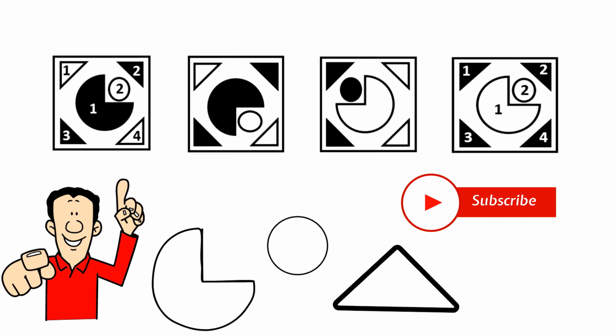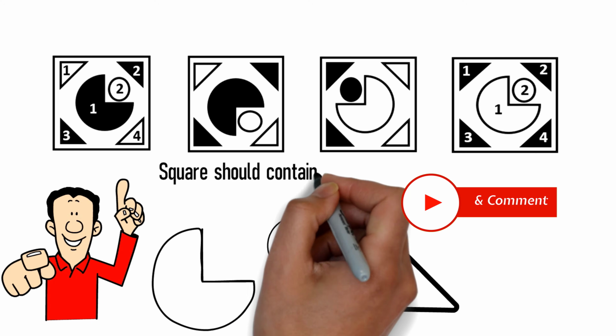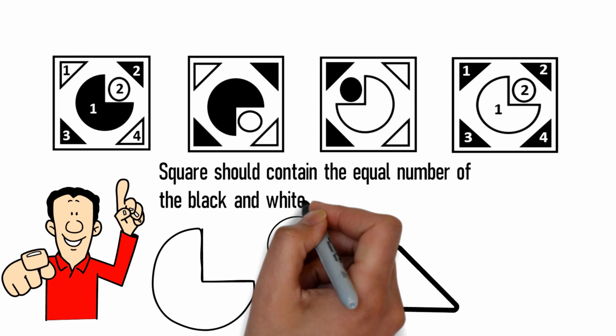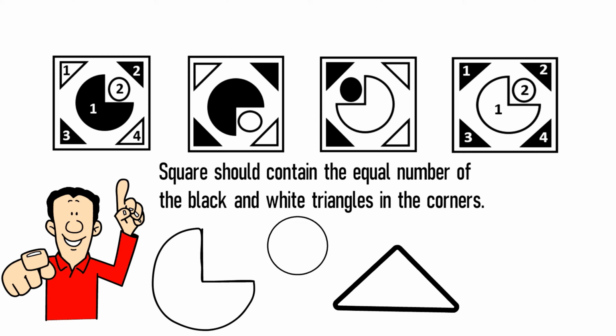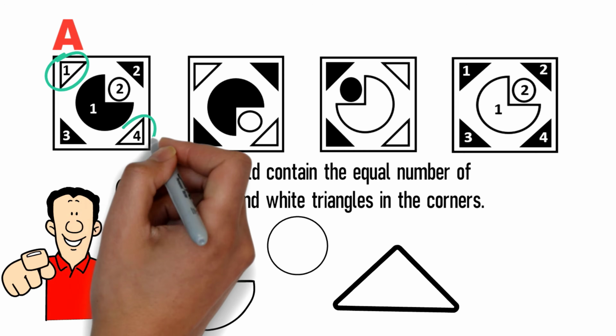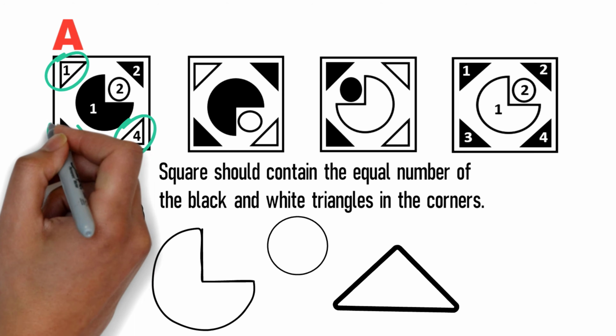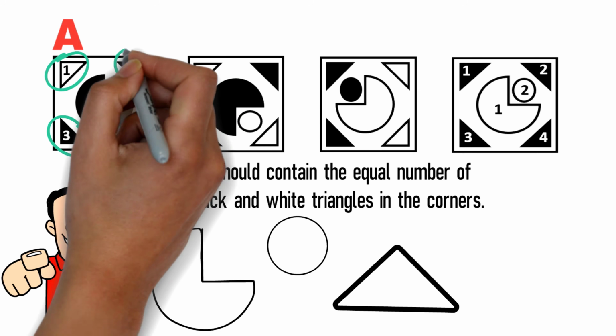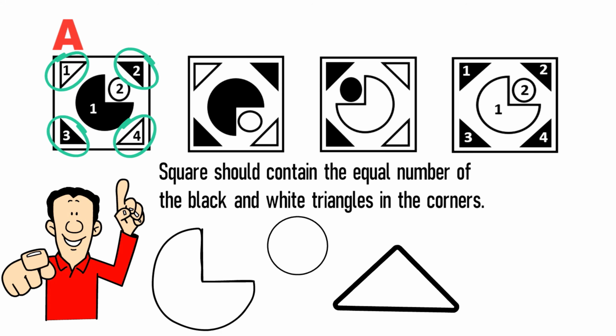In this particular case, the pattern is that the square should contain an equal number of black and white triangles in the corners. Triangles in the square A are positioned diagonally across each other. White triangles are located in the upper left corner and in the bottom right corner, and black triangles are located in the bottom left corner and in the upper right corner. You can see that the same pattern exists in shape B, 2 white triangles and then 2 black triangles, and in shape C, 2 black triangles on the left and 2 white triangles on the right.